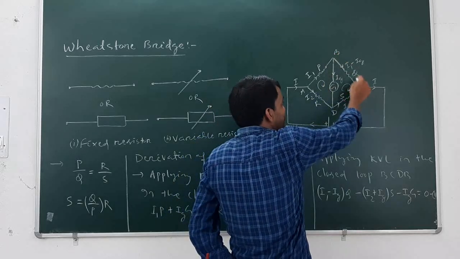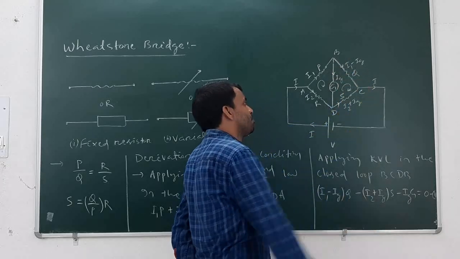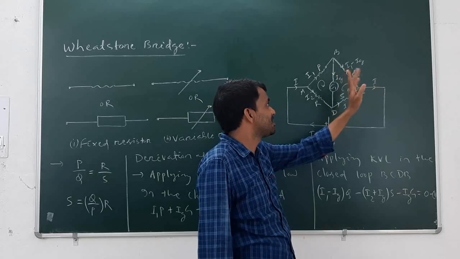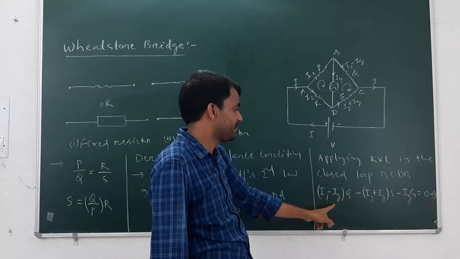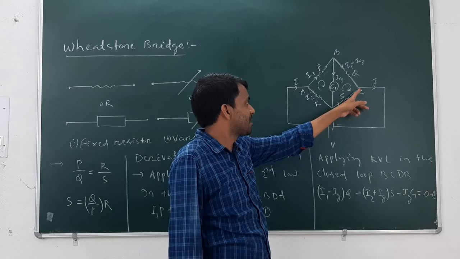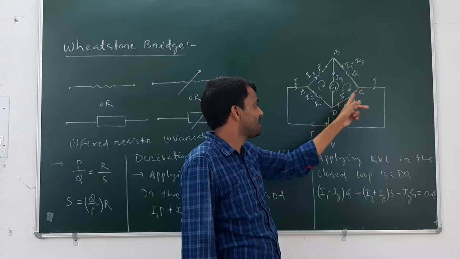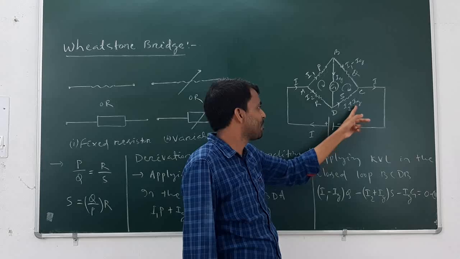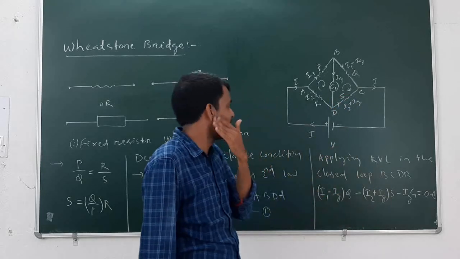Next comes to this loop BCDB. In the BC branch, the direction of the current is in the direction of the loop. Therefore, the product of current and resistance is taken as positive, means (I1 minus Ig) into Q is positive. Next comes to this branch DC. The direction of the loop is from C to D, but current is from D to C. Therefore, the product of current and resistance is negative. Means (I2 plus Ig) into S is negative, minus (I2 plus Ig) into S.